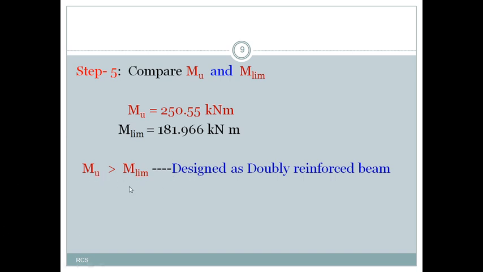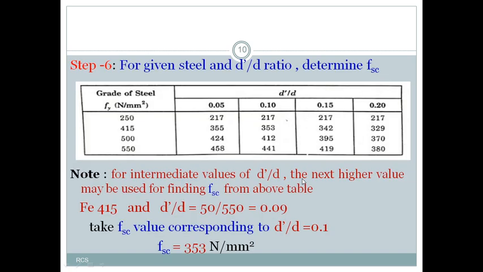So when the situation occurs like this, that is Mu is greater than Mu limit, then we design a beam as a doubly reinforced beam. Right? Let us start our actual steps for designing a doubly reinforced beam.